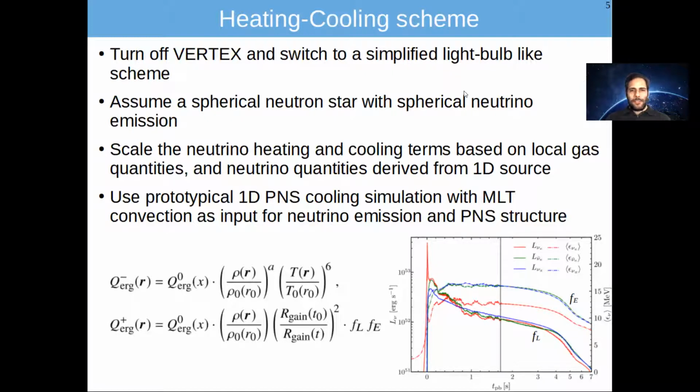For this, we assume a spherical neutron star with spherical neutrino emission. The heating and cooling terms are then derived from local gas quantities and neutrino field quantities imported from a 1D source. This 1D source is taken from a prototypical 1D protoneutron star cooling simulation that has been specifically set up to be a best fit for the protoneutron star mass and energy content evolution of the 3D simulation.